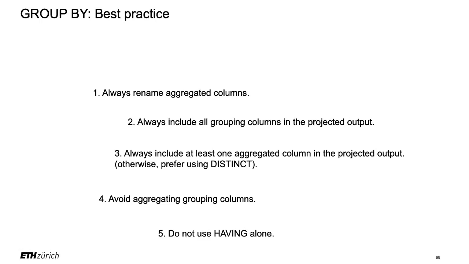But in that case, you can just say select distinct. It does exactly the same thing. Do not aggregate the grouping columns. Always aggregate the non-grouping columns, those that are not in group by. And then do not use having alone. Having only makes sense with the group by. It's like the limit and offset that should be used with the order by, right? So having is really together with group by.